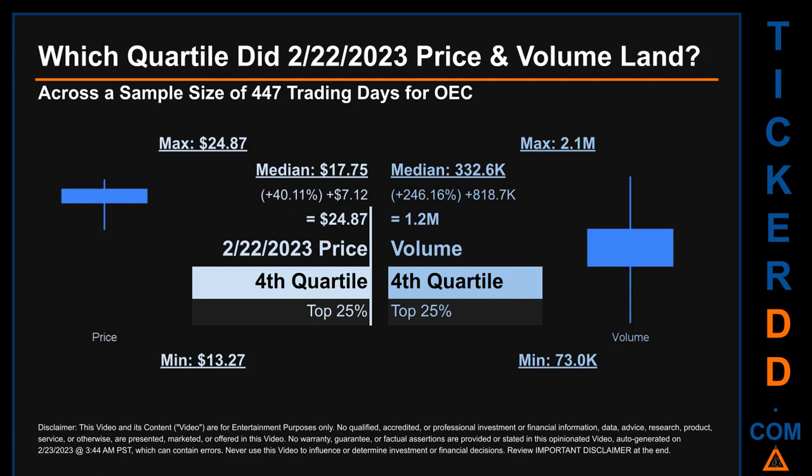Quartiles tell us about the spread of a data set by breaking that data set into quarters, just like how the median breaks the set into half. Descriptively, OEC has a median price of $17.75. Therefore, February 22, 2023 price was higher from that middle marker by 40.11%. The day's volume of 1.2 million was more than the median by 246.16%.